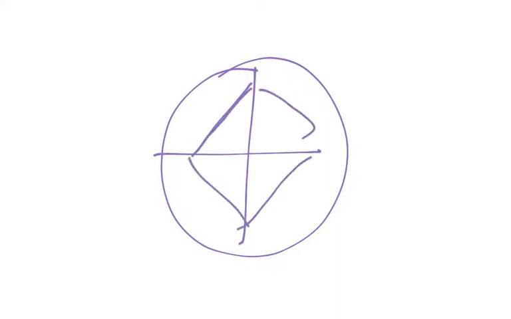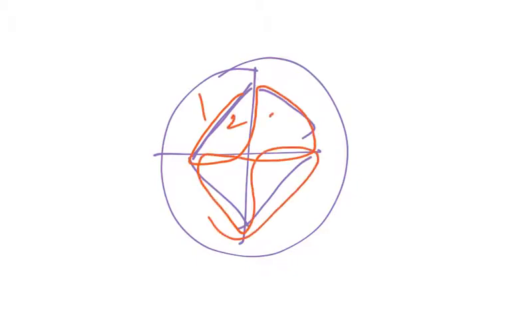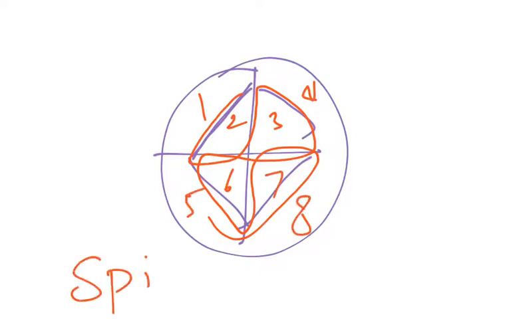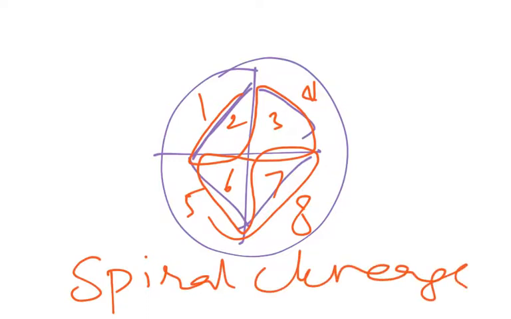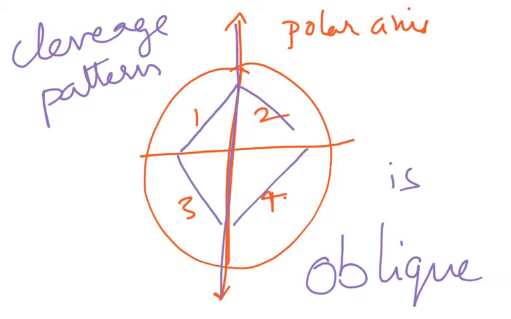From the 4 cells to the 8 cells, how does it appear? That oblique cleavage. So now we see the 8 cells here. Such kind of cleavage is called spiral cleavage.